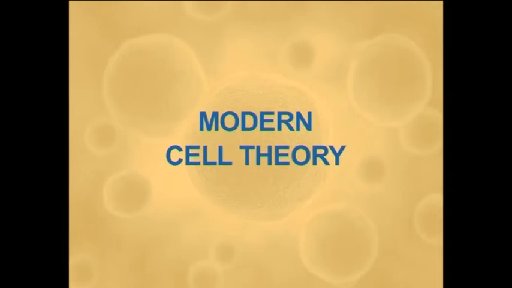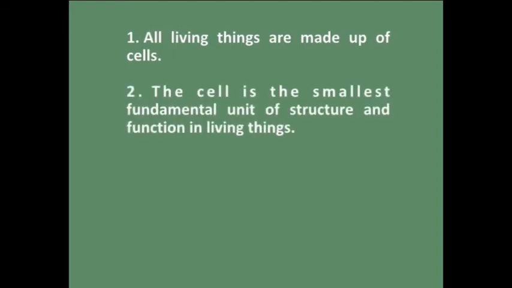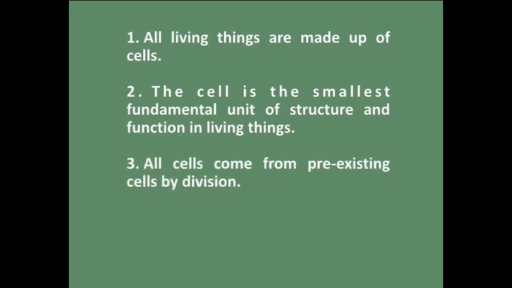Let us now see the modern cell theory. The classical cell theory has been extended to formulate the modern cell theory by incorporating further discoveries. The generally accepted parts of modern cell theory include: the first is all living things are made up of cells. The second part is the cell is the smallest fundamental unit of structure and function in living things. Thirdly, all cells come from pre-existing cells by division.